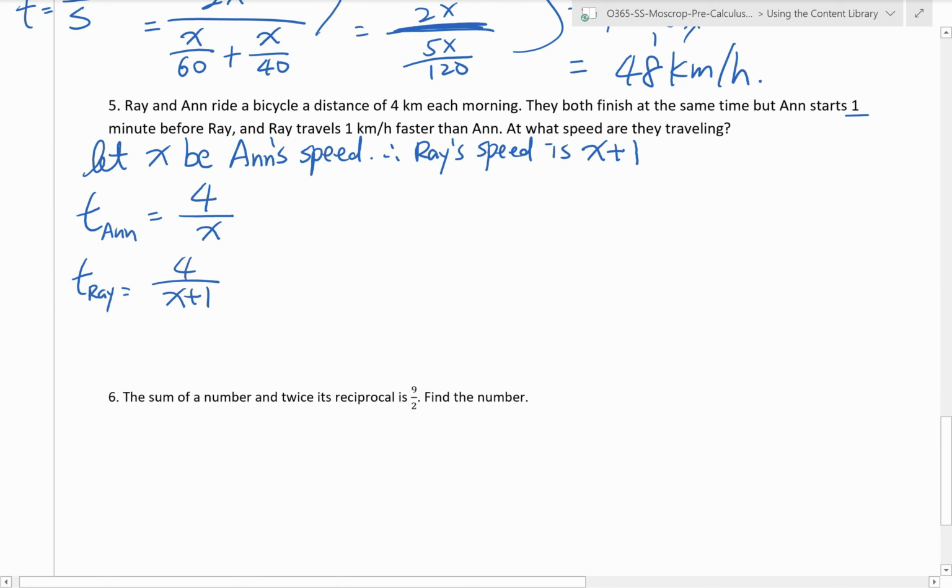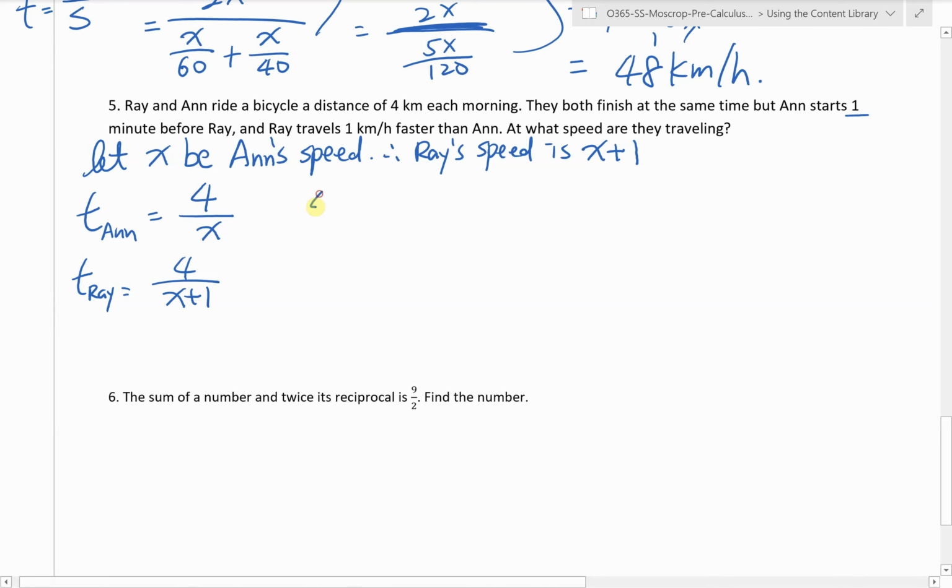Now, we need to somehow compare these two times, and it does tell us here, they finish at the same time, but Ann starts 1 minute before. Therefore, Ann actually takes 1 minute longer. Okay, let me say it again. Ann takes 1 minute longer than Ray, which means if we take that 1 minute away from Ann, the time would be the same. Because Ann starts 1 minute earlier, therefore Ann actually takes 1 minute longer. So if we take 1 minute away from Ann's time, the time for both Ann and Ray would be the same. Okay, so this is the basis on how I'm going to come up with this equation here.